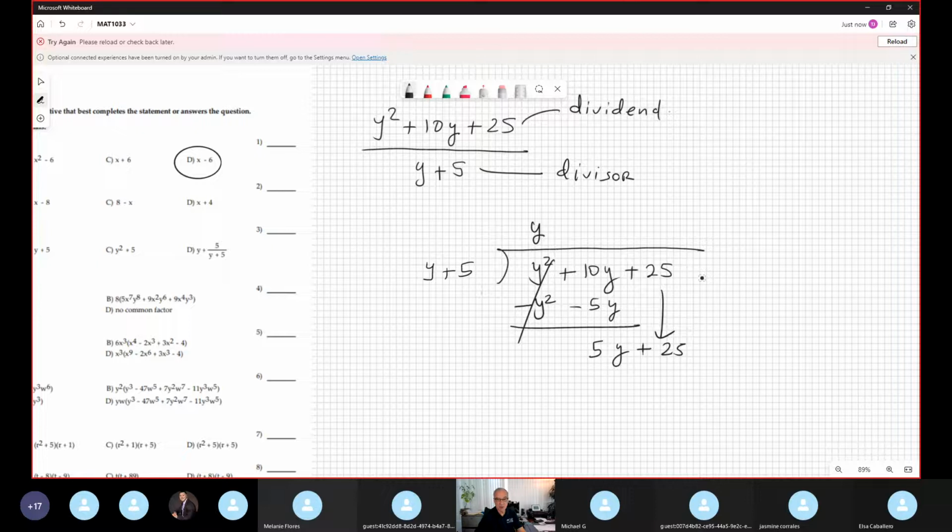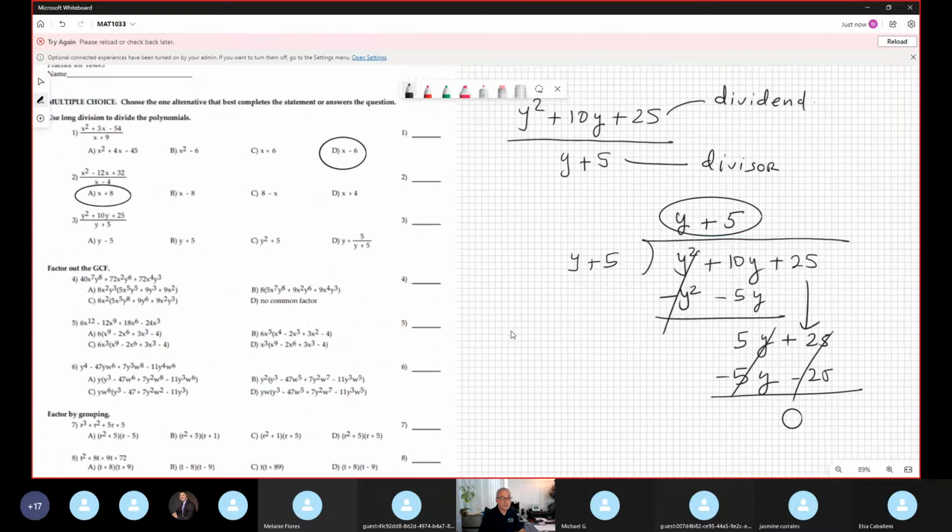And now, again, plus 5. 5 times y is 5y, 5 times 5 is 25. By subtracting, change the sign. Everything is cancelled, and the remainder is 0. Not necessarily always 0, but in this example, yes. Nice. And this is my final answer: y plus 5.